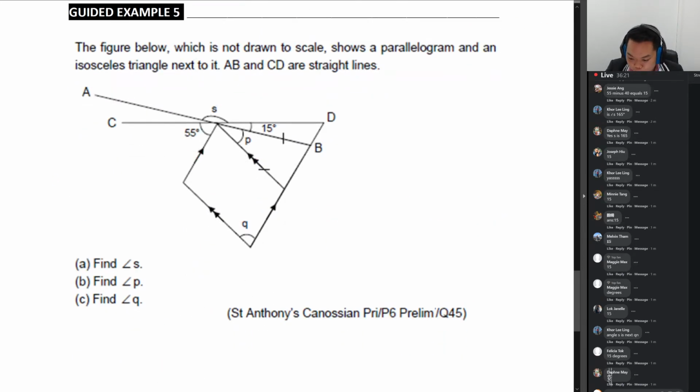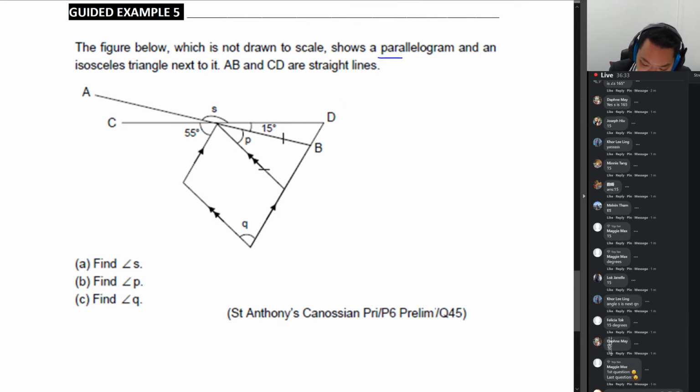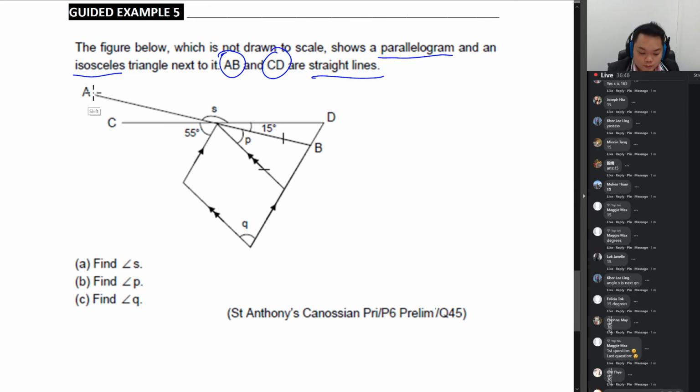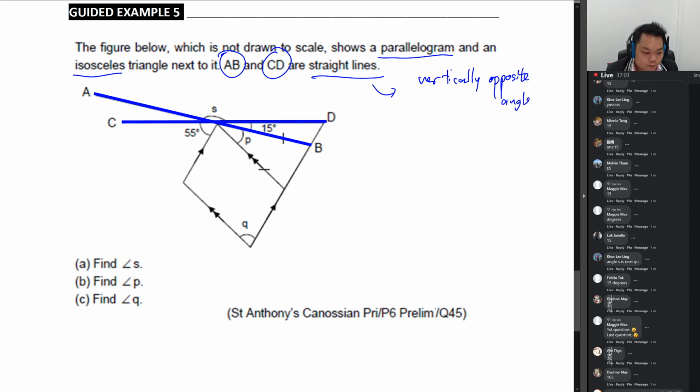Okay, next one, number 5, speedrun addition today. 5 questions in less than 1 hour, even with all the Facebook lag and all that. Let's just do it. The figure below, not drawn to scale, shows a parallelogram and an isosceles triangle next to it. AB and CD are straight lines. So over here, straight lines, what is usually associated with straight lines? Okay, the hint over here is that you want to make use of vertically opposite angles. Right?